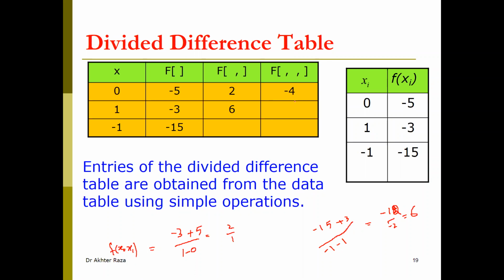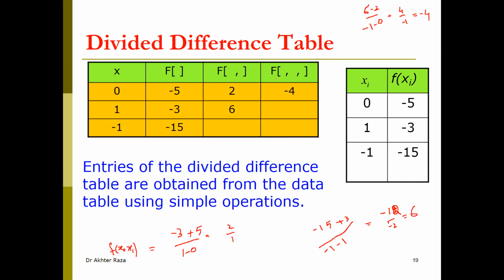Now how is minus 4 obtained? Minus 4 can be obtained by 6 minus 2, divided by minus 1 minus 0. So 6 minus 2 becomes 4, divided by minus 1 minus 0 which becomes minus 1. So that is why we have minus 4 here. So you can see the calculation of these divided differences, as I told you in the previous lecture how the divided difference table can be obtained. So you can see the table of divided differences in this way.